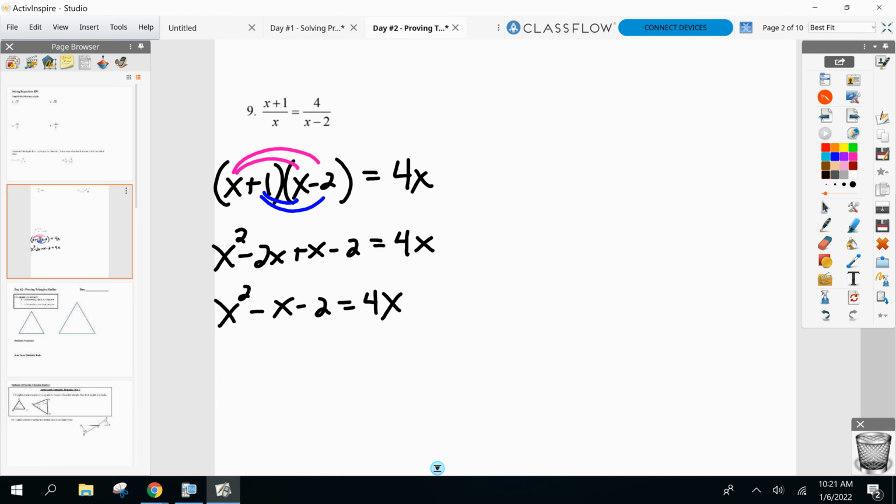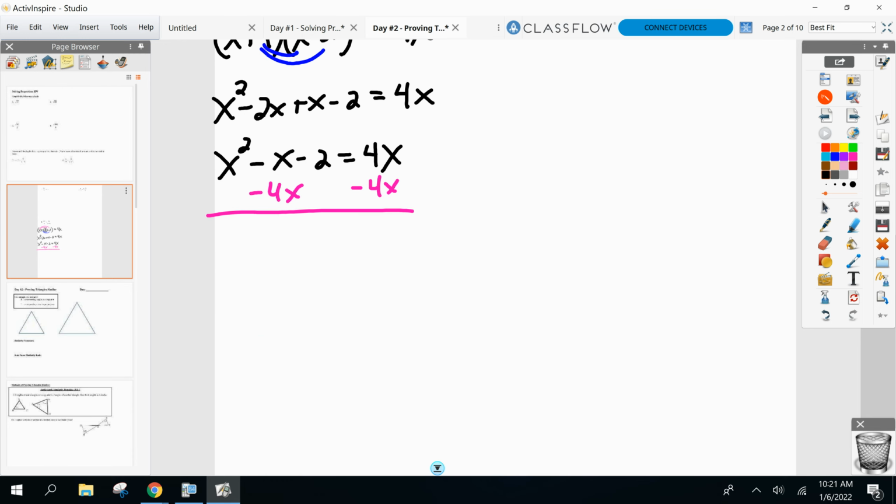Right? Get one side equal to 0. So move that 4x over. X squared minus 5x minus 2 equals 0. Try it. I did it, it failed. Two numbers that multiply to -2, but add to -5.